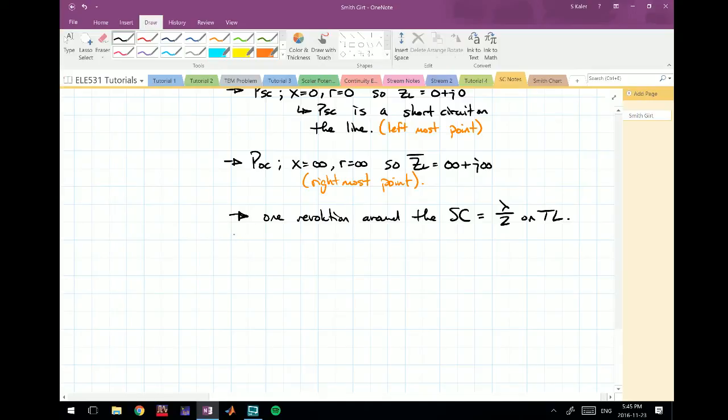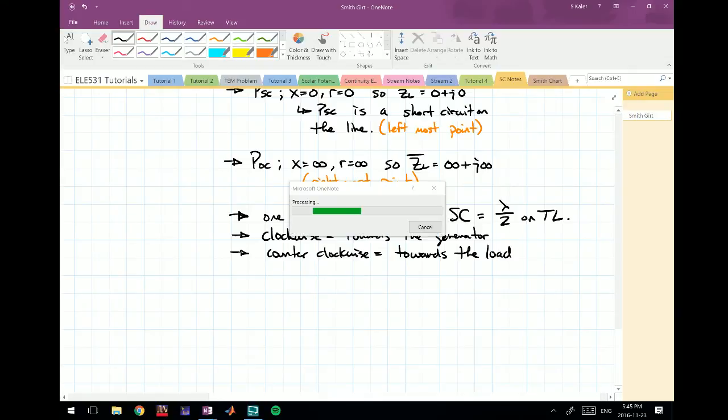Cool. What else do we have? We have that if I go clockwise along the Smith chart, this is going to be towards the generator or away from the load. If I go counterclockwise, then this is actually towards the load. So at any given point, wherever I'm standing, I can either go one direction or the other, unless I'm already at the load and I can't go any further. Physically, it doesn't make any sense to go any further.